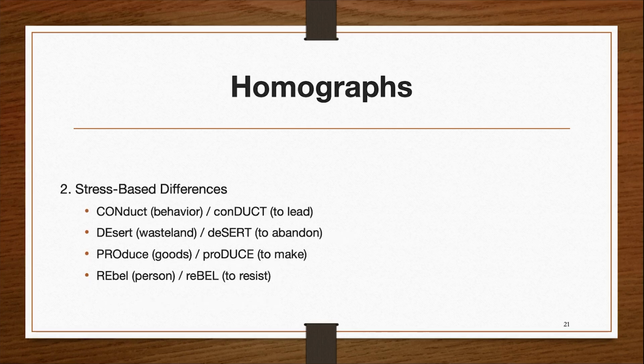Now, stress-based differences. Here we have the stress-based differences. The capital part here, I've capitalized it intentionally, is to be stressed. For example, when you talk about behavior, you say conduct, the first part is stressed, whereas when it talks about leading, conduct. In the very same way, desert, desert, produce, produce, rebel, rebel. Rebel is a person who rebels against the authority. Rebel basically means to resist. So there are stress-based differences as well.